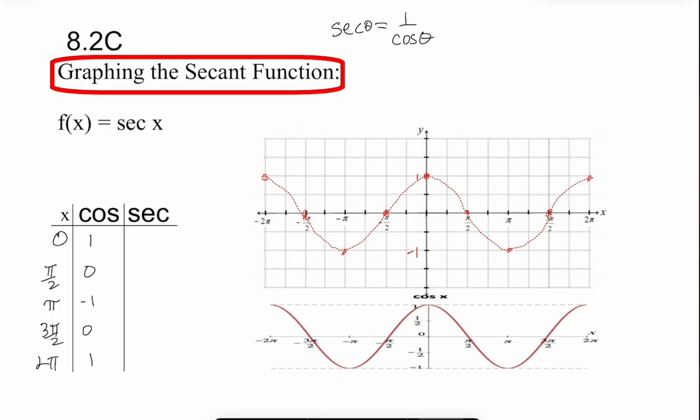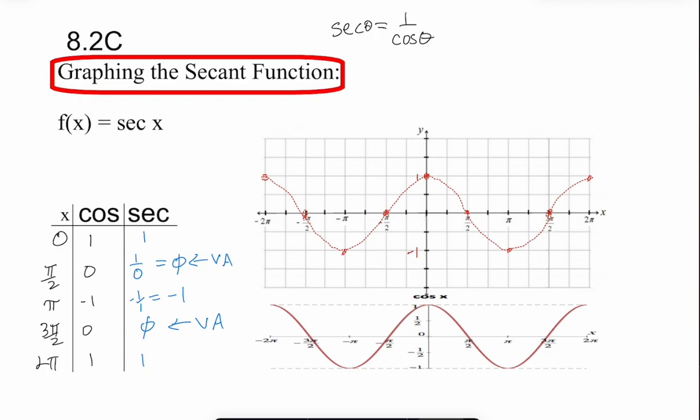Now let's talk about the secant. Now the secant is 1 over the cosine value, or the reciprocal of our cosine value. So the reciprocal of 1 is 1. The reciprocal of 0, because we would get 1 over 0, is undefined. That technically on our graph is a vertical asymptote. The reciprocal of -1, -1 over 1, is -1. The reciprocal of 0, we have learned earlier, is undefined. That is a vertical asymptote on our graph. And the reciprocal of 1 is 1.